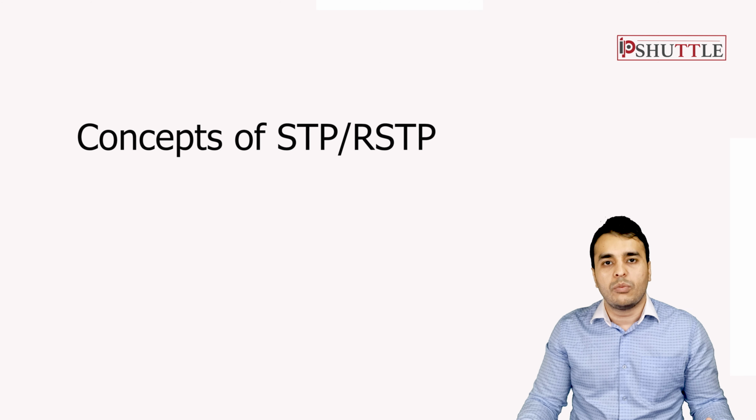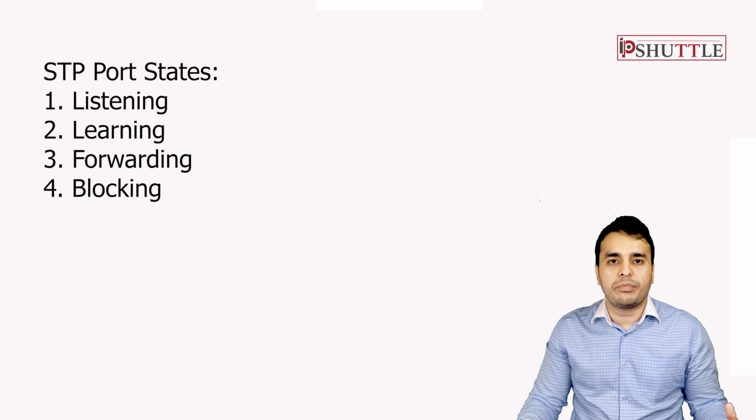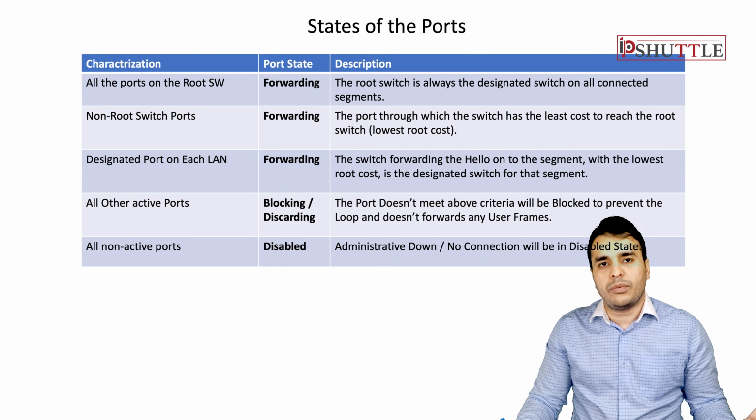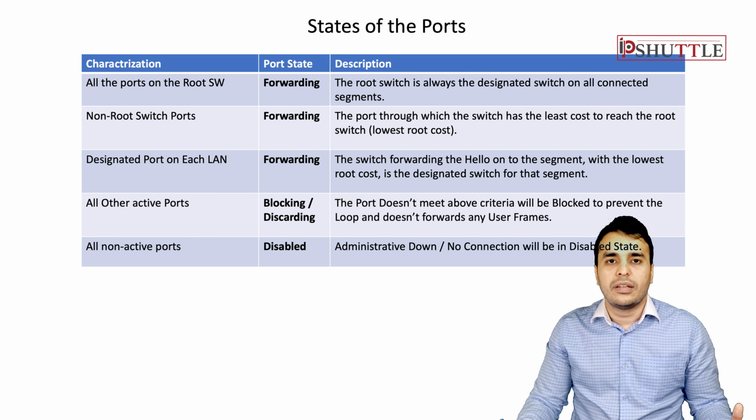What are the port states in spanning tree? It could be listening, learning, forwarding, or blocking. And when it comes to Rapid Spanning Tree Protocol, it could be discarding as well. In that one, it's actually the alternative name of blocking. Which ports will be in forwarding, and which ports will be in blocking state? There are a few rules for that. For example, all the ports on the root will always be in the forwarding state.